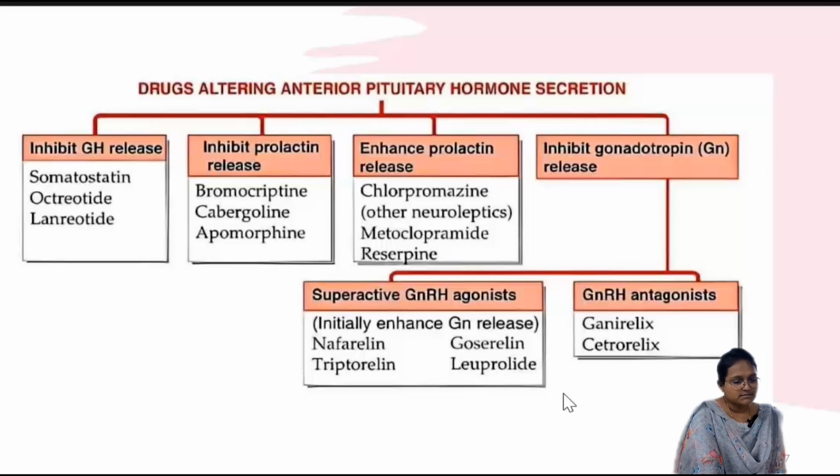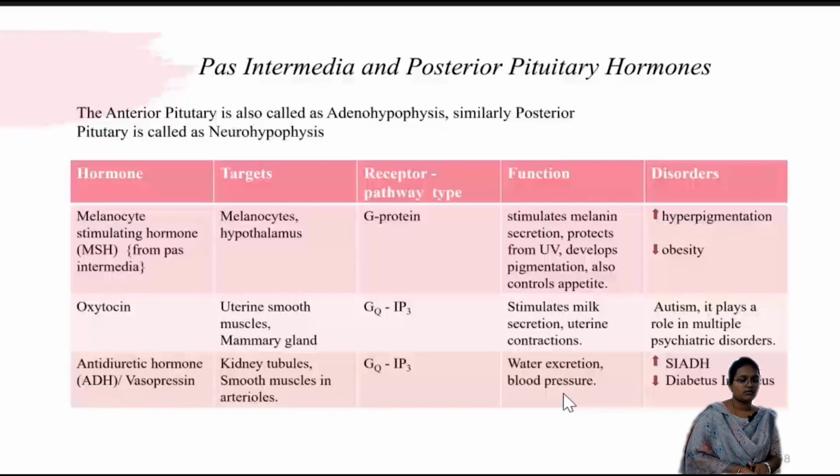Coming to pars intermedia and posterior pituitary hormones, melanocyte stimulating hormone is released by pars intermedia. Pars intermedia is an intermediate layer between anterior and posterior pituitary. This acts on melanocytes and hypothalamus. While acting on melanocytes, it produces a pigment called melanin, and while acting on hypothalamus, it controls appetite. Therefore, during hypersecretion, it produces hyperpigmentation, and during lower secretion, it produces obesity, as it cannot control the appetite, and it may also lead to eating disorders like bulimia, etc.